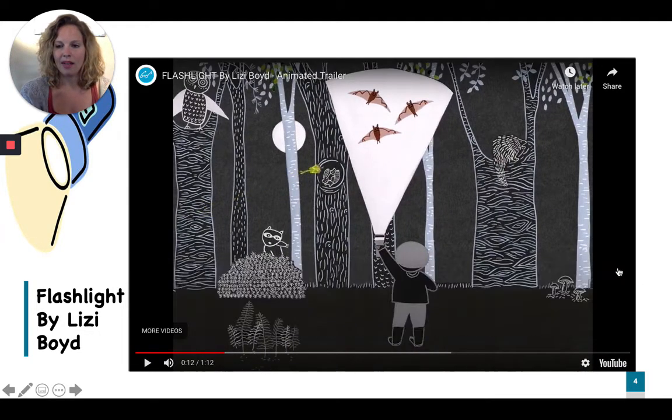Okay, I'm going to pause it real fast. What do you think these pictures are telling us? What do you think is happening in the story just by looking at the pictures? I want you to think about it.